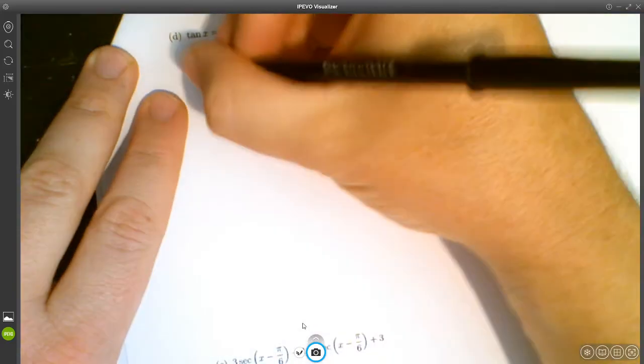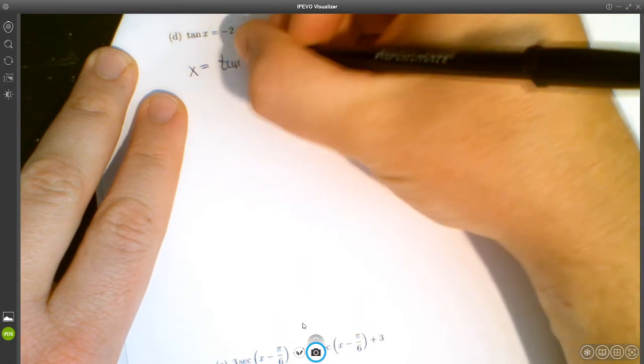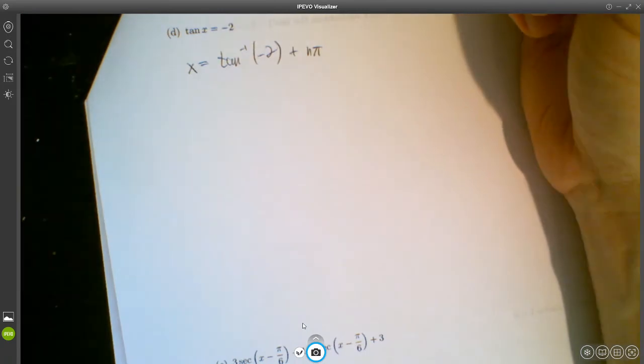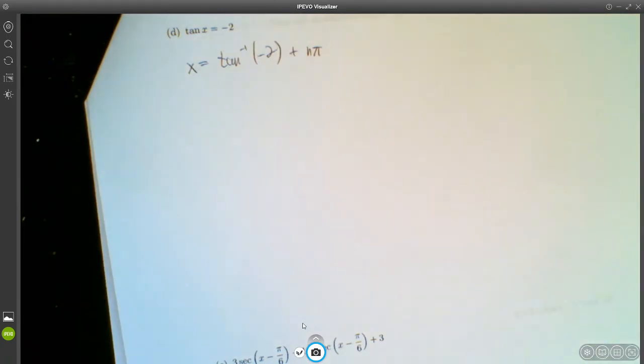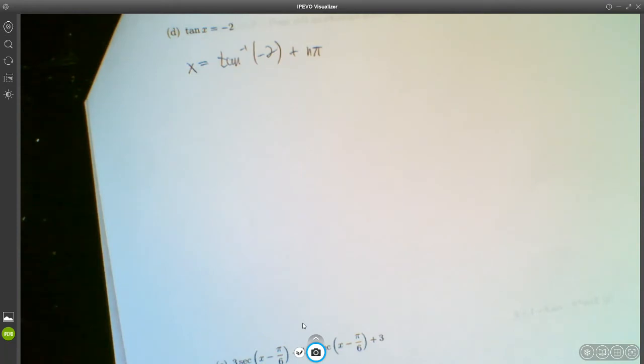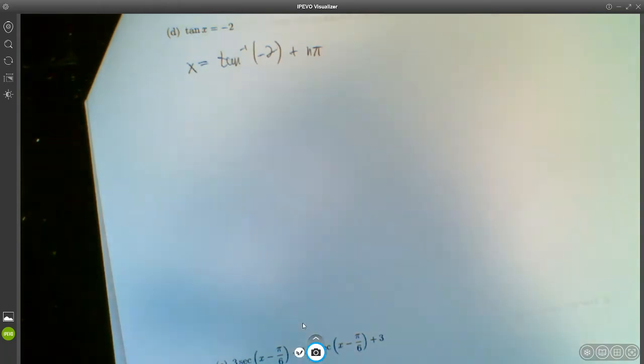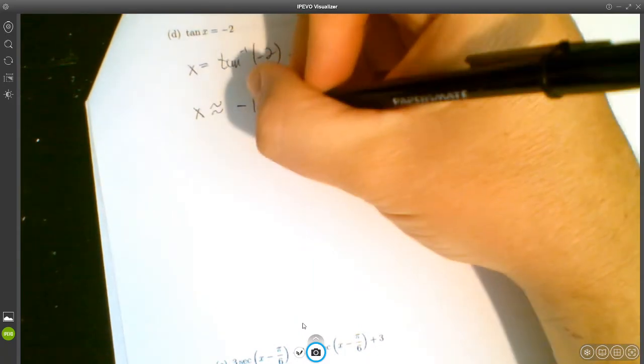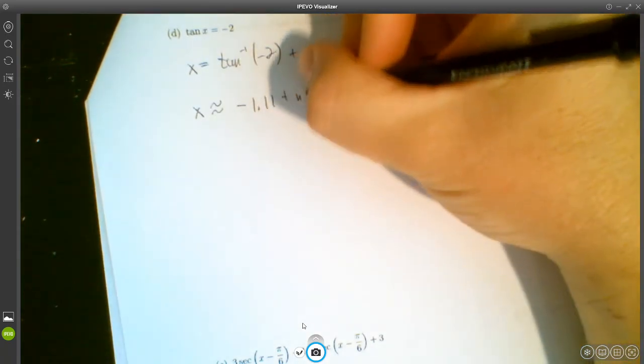All right? So in this case, x is tangent inverse of -2 plus n pi. And that's all there is to it. I don't know tangent inverse of -2 off the top of my head, so I'm going to use my calculator, make sure I'm in radian mode. So tangent inverse of -2 is about -1.11. So here's what I would say. I would say x is approximately -1.11 plus n pi.